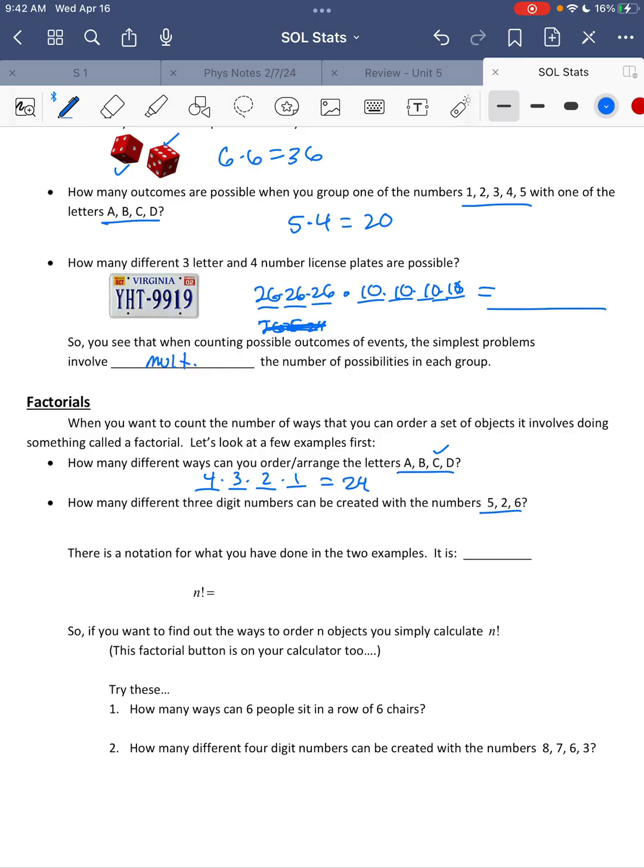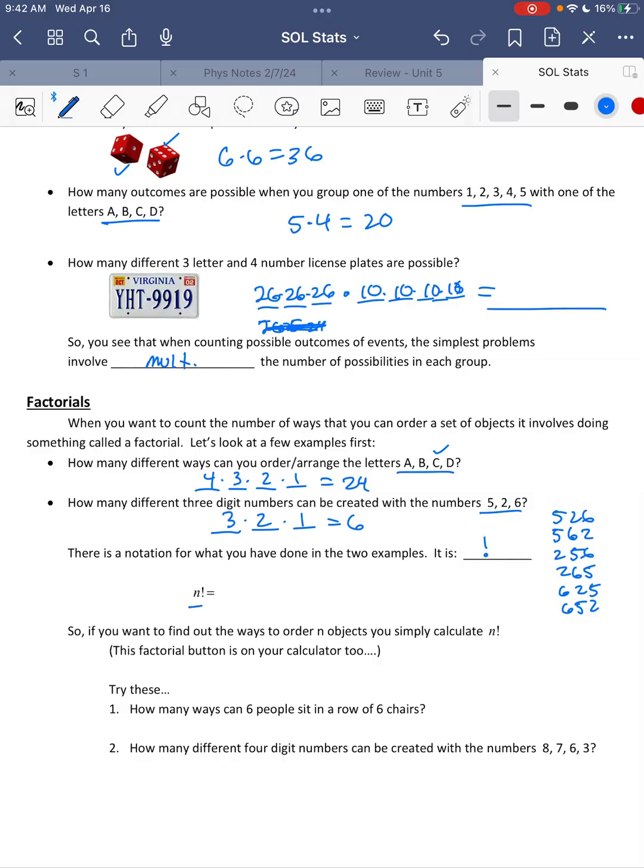If you had 3 numbers, think about the numbers. You could do 526, 562, 256, 265, or you could do 625 or 652. You can literally see there's 6 different numbers you could make with these 3 numbers, right? That's because you have 3 numbers to choose from, then 2, then 1. So that's 6 possibilities, okay? The notation for what we've done, taking a number and then multiplying it by 1 number less each time until we get down to 1, is an exclamation point.